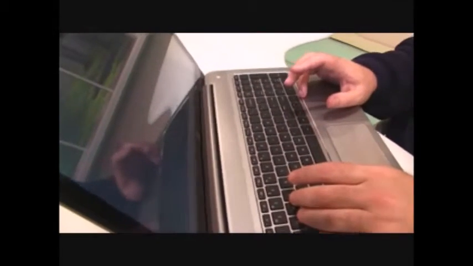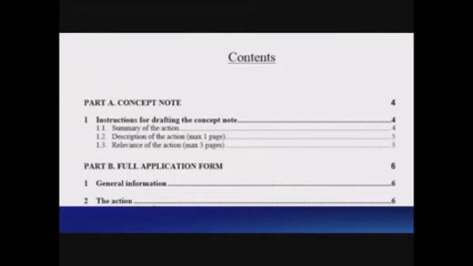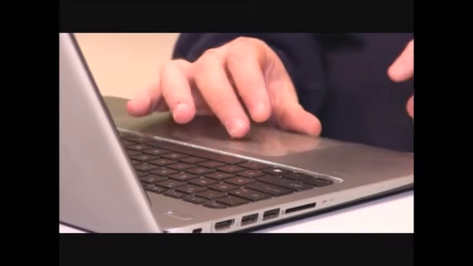Now, about the concept note. It must contain a summary of the action, description of the action, maximum 1 page, and relevance of the action, maximum 3 pages. Keep in mind that at the very first stage, external assessors would only read and evaluate your concept note. Just for you to know, only concept notes which obtain points from 30 to 50 will be considered for evaluation. Maximum 5 pages, A4, Arial 10 characters, with 2 centimeter margin and single line spacing.